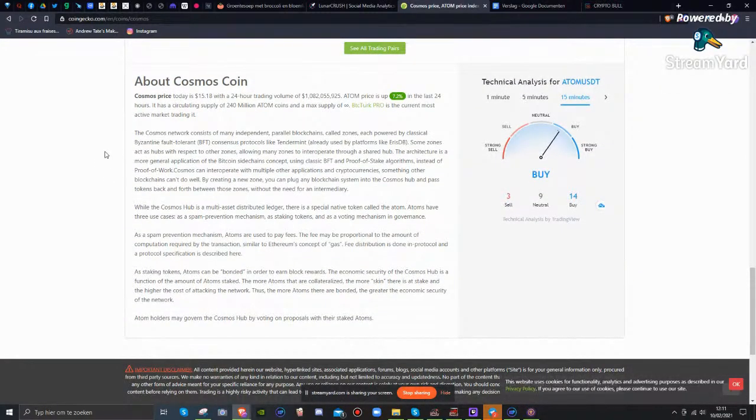Cosmos network consists of many independent parallel blockchains called zones, each powered by classical Byzantine fault-tolerant consensus protocols like Tendermint, already used like platforms. With respect to other zones, it uses proof of stake, which to me is already a sort of indication there is going to be a sort of centralized, how to say, authority making decisions. Not a very good sign. Actually, all depends on how it is written down in the white paper. I will gloss over it later on in this live stream. But generally, proof of stake is something to be a bit wary about.